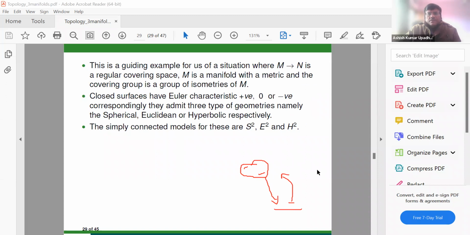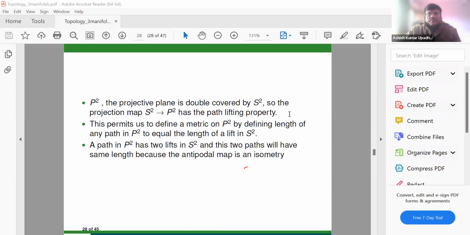Now, this example can serve as a guiding example in our case. Look at the previous slide. We have actually taken a covering space in which the covering had a metric, and using the metric on the covering, we projected the metric to the base space.